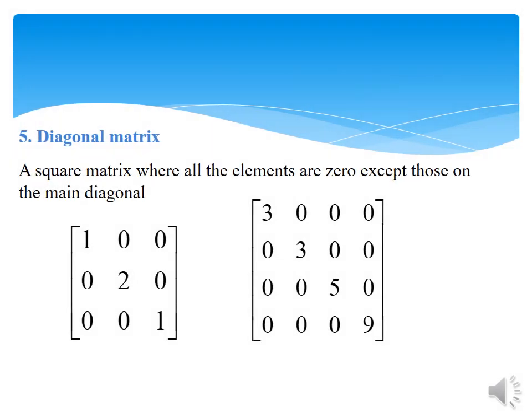The principal or main diagonal of a square matrix is composed of all elements a_ij for which i equals j. Students, diagonal matrix. What is a diagonal matrix? A square matrix where all the elements are 0 except those on the main diagonal. Or simply we can say that the diagonal entries are non-zero and all the other entries are 0. Here you can see the example. This is an example of a 3 by 3 matrix, and here is an example of a 4 by 4 matrix. All the diagonal elements are non-zero and the remaining entries are 0. But students, what is the necessary condition for a diagonal matrix? The matrix must be square.